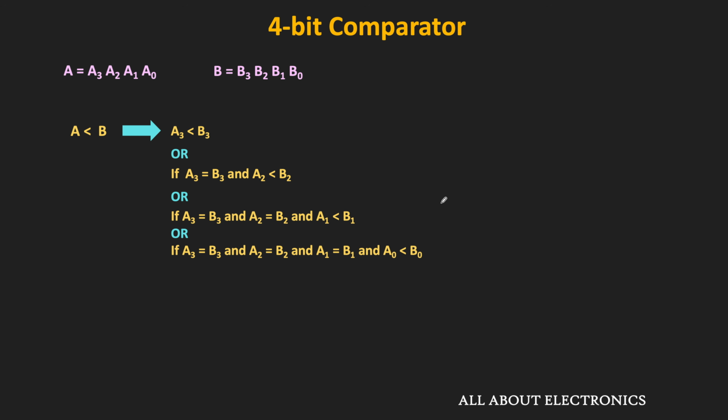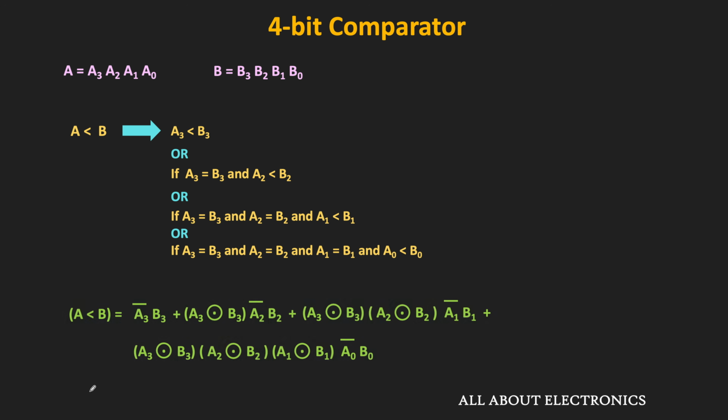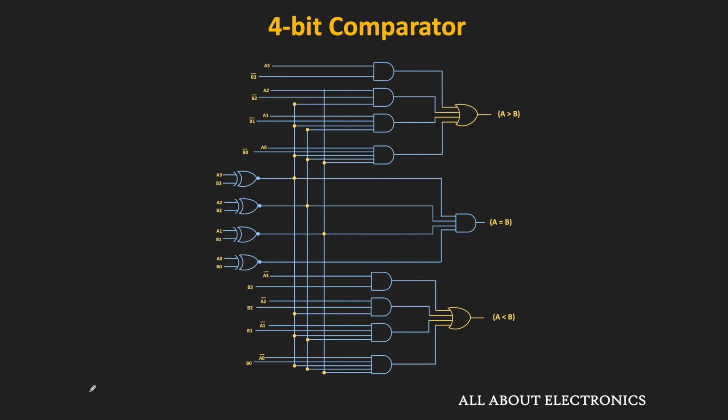So in this way, starting from the MSB, if we start comparing the two numbers, then we can easily decide which number is greater than the other one. And this is the logical expression for the same thing. Of course, using this logical expression, we can also design the logic circuit for the same thing. So this is the overall logic circuit for the 4-bit comparator.